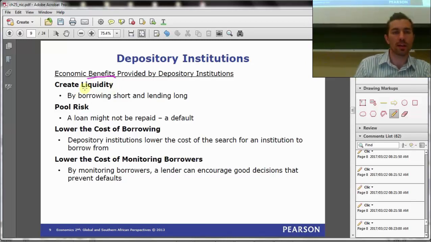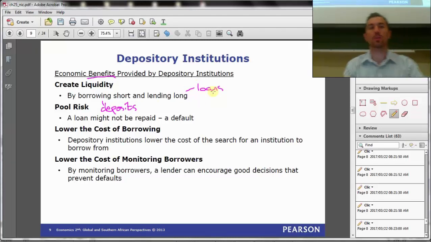So what do banks do? They can create liquidity by what they refer to here as borrowing short and lending long. In other words, borrowing short means deposits, right? These are deposits, they're short term. And lending long, these are the bank's loans, which tend to be long term.